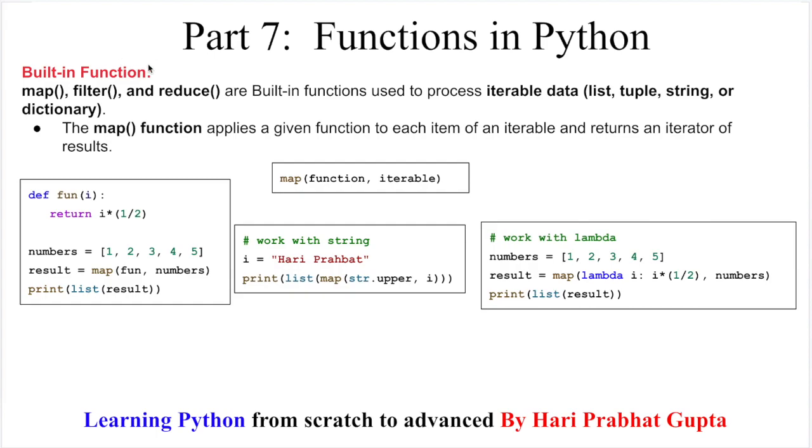Now we talk about the built-in functions in Python programming. Python supports various built-in functions. Here we discuss three important functions: map, filter, and reduce. The map function applies a given function to each item of an iterable, such as a list, tuple, string, or dictionary, and returns an iterator of the results. The function that is applied to each item is passed as the first argument of the map function, and then the iterable is passed as the second argument, and so on. So we can take an example, and then we will understand how these built-in map, filter, and reduce functions work.